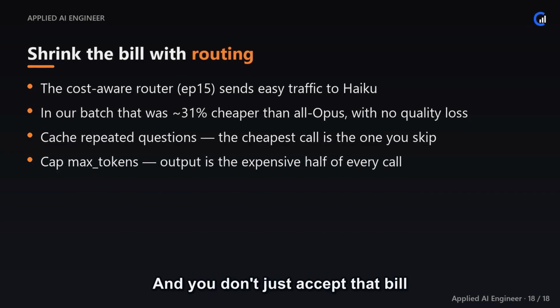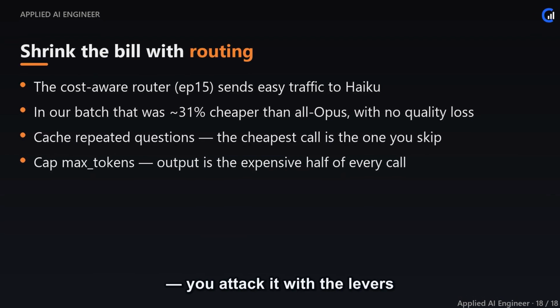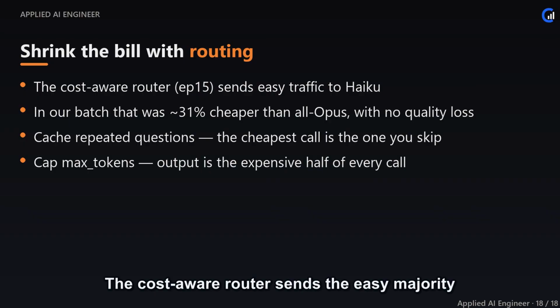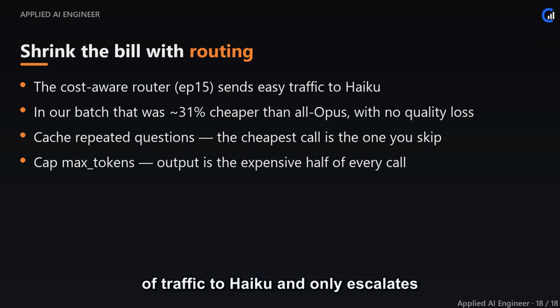And you don't just accept that bill, you attack it with the levers from episode 15. The cost-aware router sends the easy majority of traffic to Haiku and only escalates the hard questions, which in our own batch came out about 31% cheaper than using Opus for everything, with no drop in quality. Cache the repeated questions so you skip the call entirely. And cap max tokens, because output is the expensive half of every request. Cost isn't fixed, it's something you engineer down deliberately.